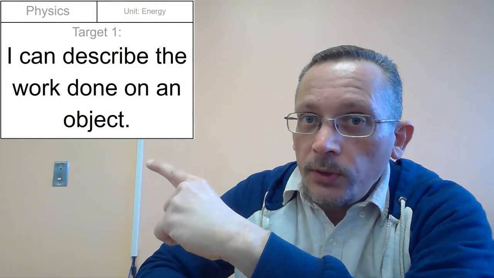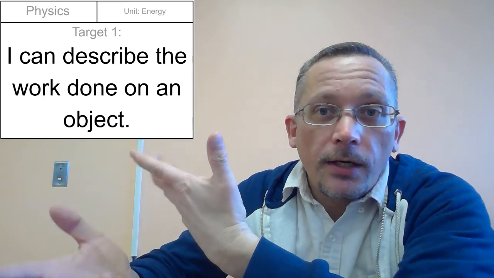So there's a little bit about work. We did an example there. We talked about work. Remember, the unit is joules. Work is force times distance times the cosine of the angle between them. Hopefully that helps us be able to describe the work done on an object.